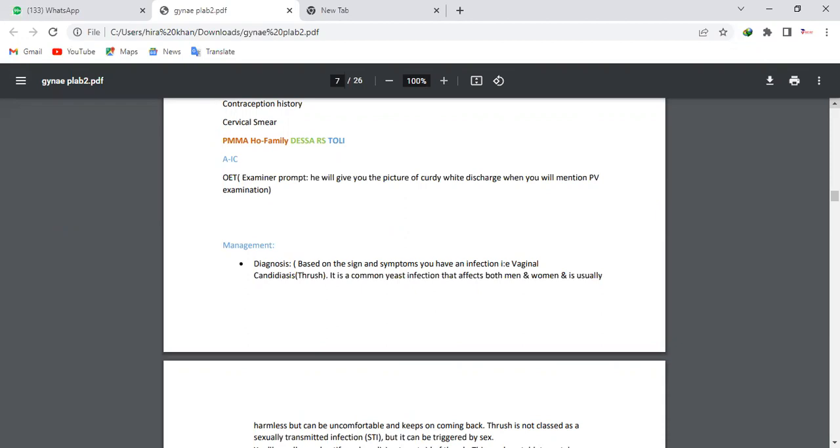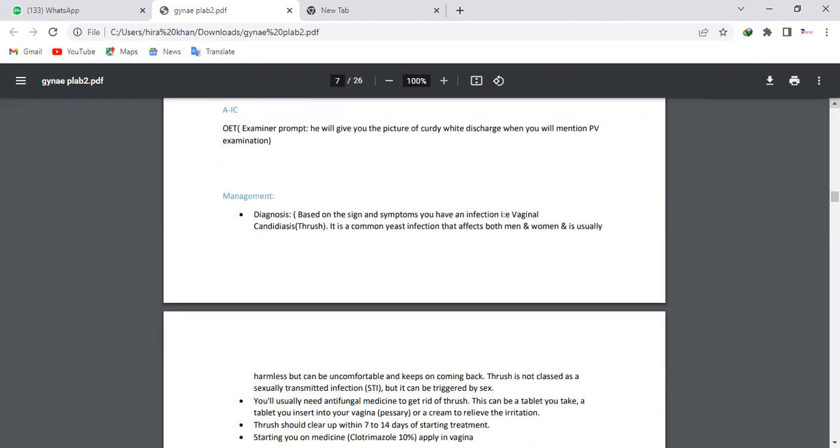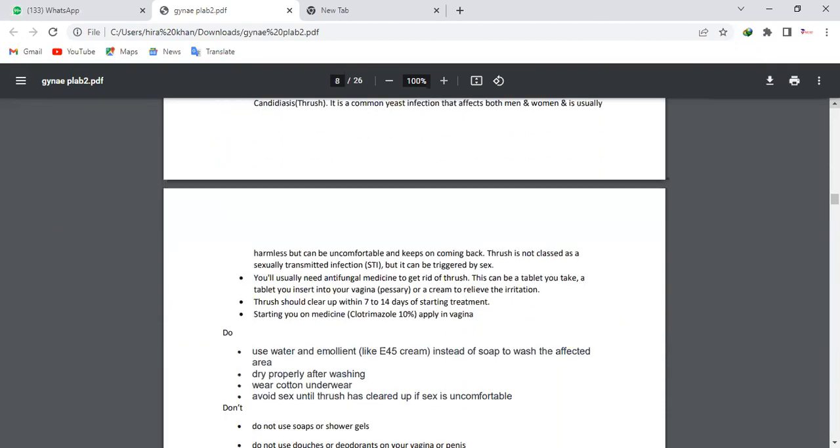Then she might ask. If she's not asking, then say it yourself. Well, it is a non-sexually transmitted infection, but it can be triggered by sex, if she has that concern. And then say, do you want to ask anything up till now, Saira? All right. And actually, I'm going to start you on some antifungal medicines to get rid of it.